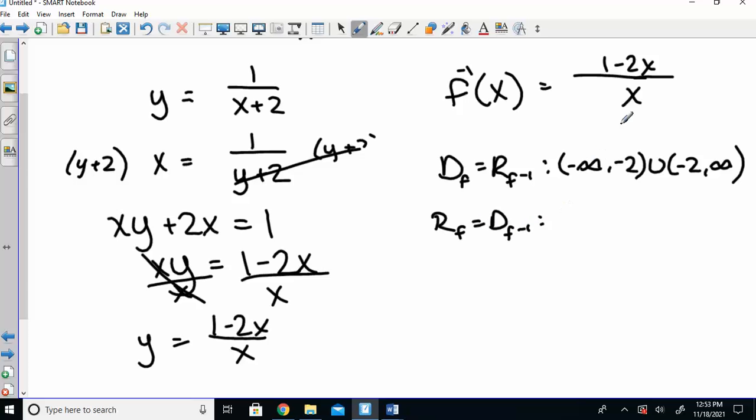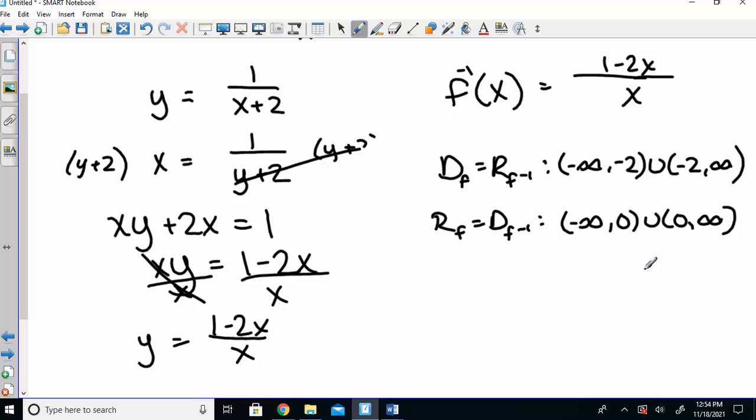The range of the function is equal to the domain of the inverse. So if I look at my inverse, what can x not be? 0. So that one will be negative infinity to 0, union 0 to infinity.